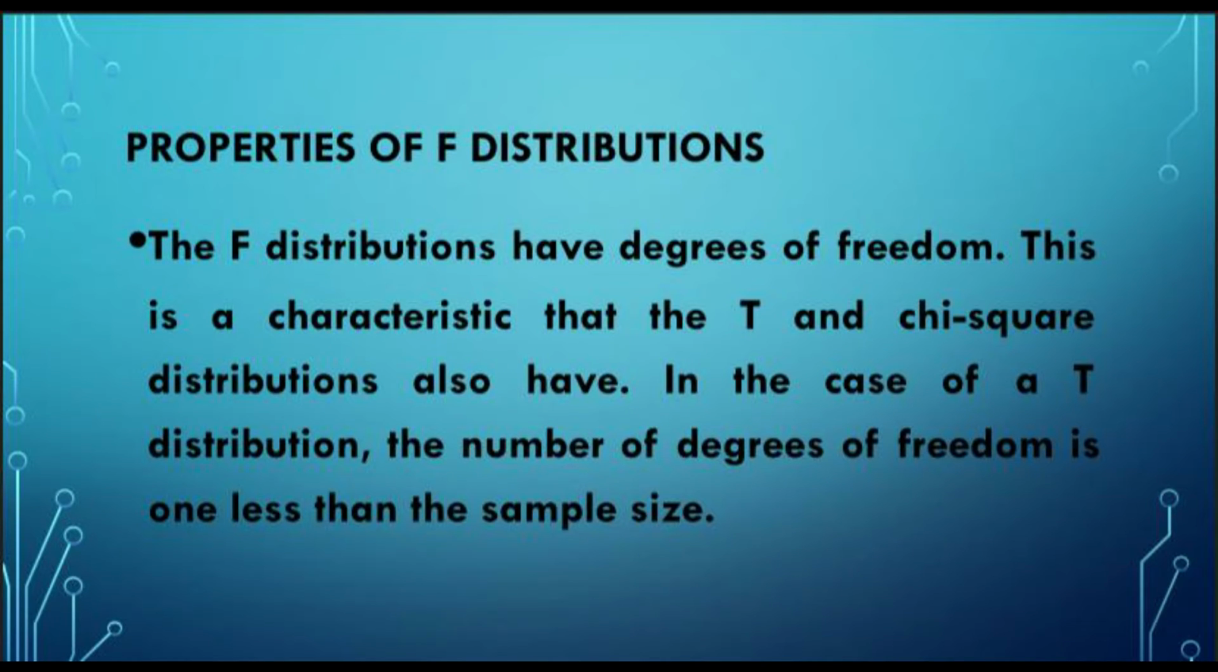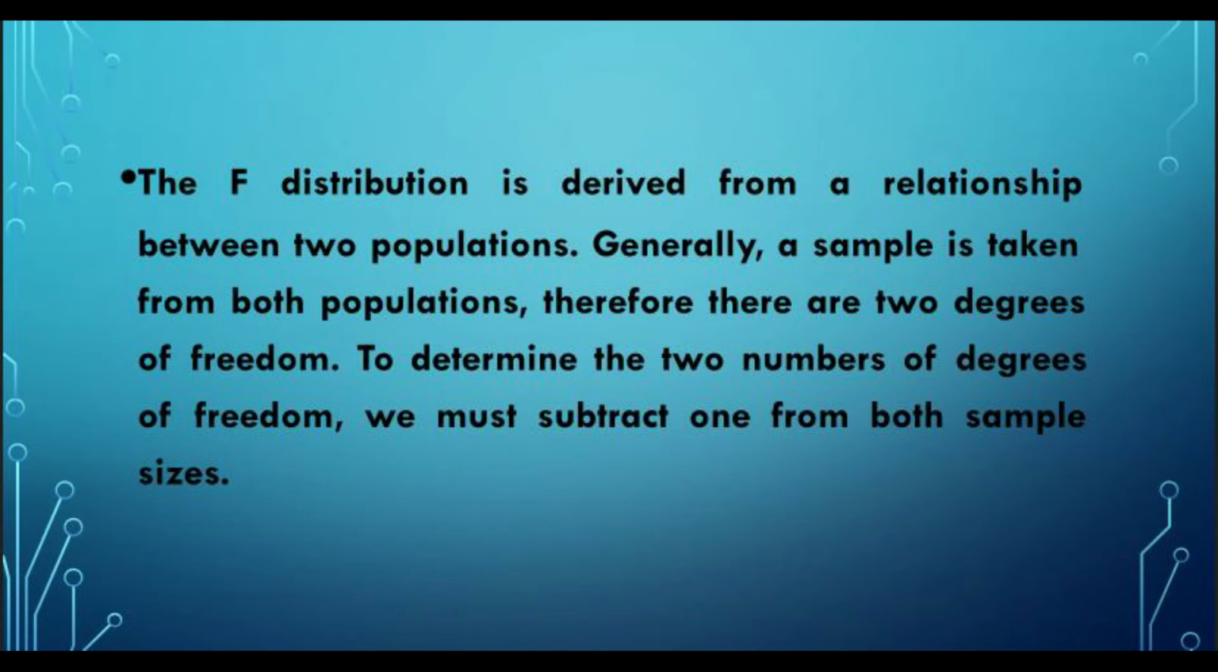And for the properties of the F distribution, it has degrees of freedom. This is a characteristic that the T and chi-square distributions also have. In the case of a T distribution, the number of degrees of freedom is one less than the sample size. The F distribution is derived from a relationship between two populations. Generally, a sample is taken from both populations, therefore there are 2 degrees of freedom. And to determine the two numbers of degrees of freedom, we must subtract 1 from both sample sizes.